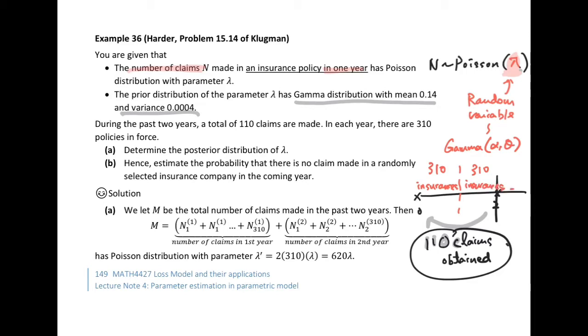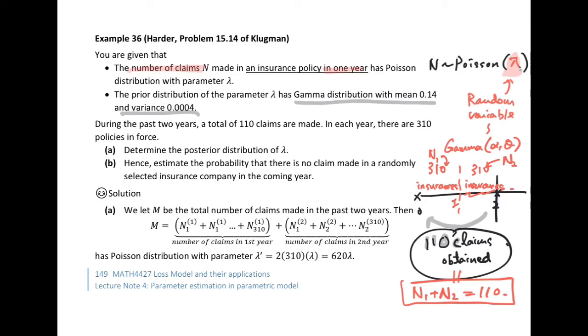Now, together with this information, what does it mean? Let us let N1 be the total number of claims in the 310 insurance policies in the first year, and N2 be the number of claims in the 310 insurance policies during the second year. This given information means that the total number of claims, which is N1 plus N2, should be equal to 110. This is the information that you get.